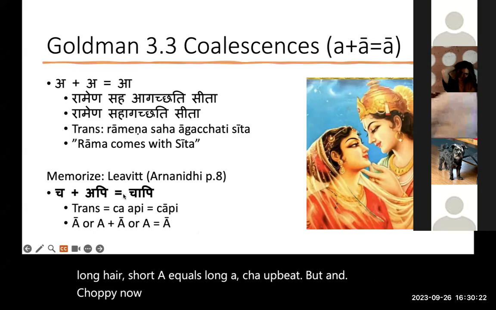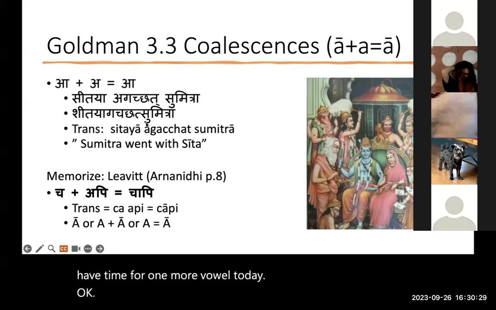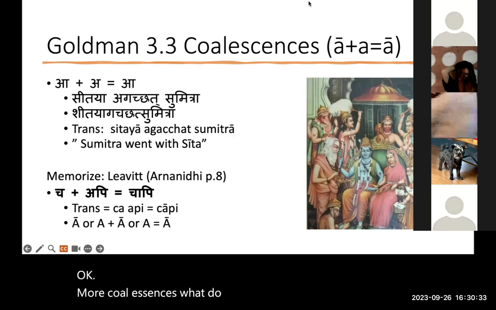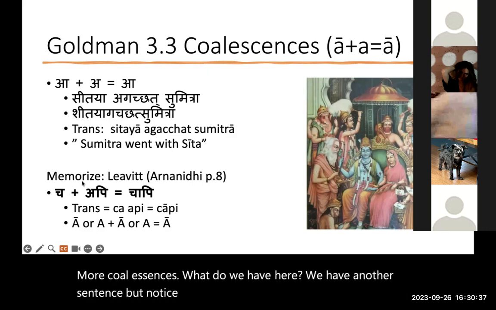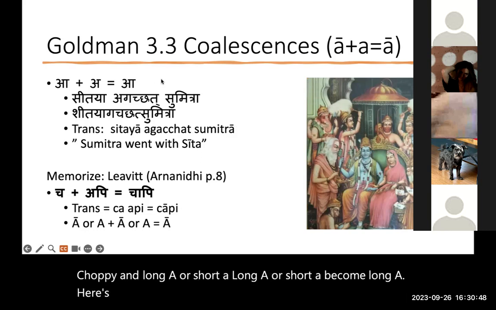Now, we've learned the uhs. We're probably only going to have time for one more vowel today. Okay. More coalescences. What do we have here? We have another sentence, but notice cha uppy, but and, long A or short A, long A or short A become long A. Here's another example with Goldman.